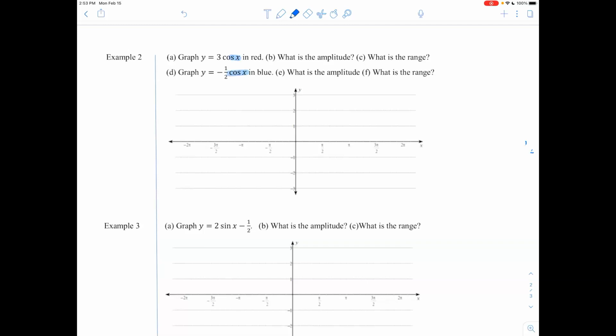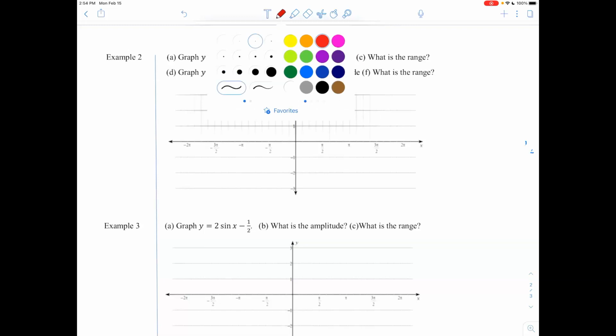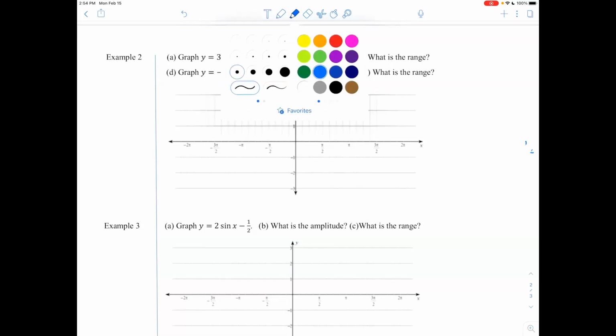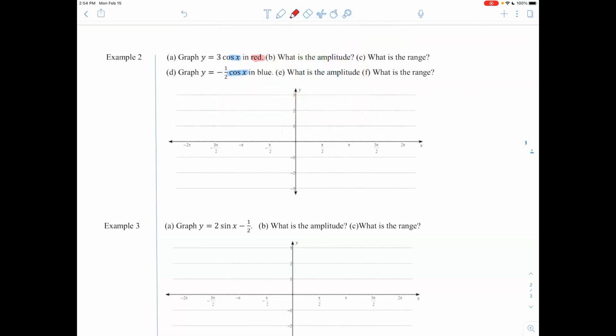So we're going to start with the parent function of the cosine of x. And so cosine of x. Now let me see. I'm supposed to do this function here in red. So I'm going to do this in red. Y equals, so I guess I'll just use my gray pen again to identify the cosine function. So the cosine of 0 is 1.